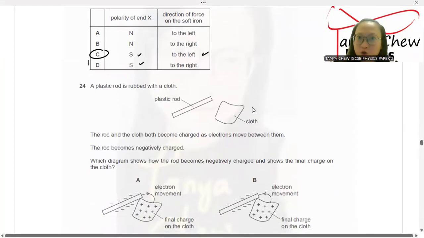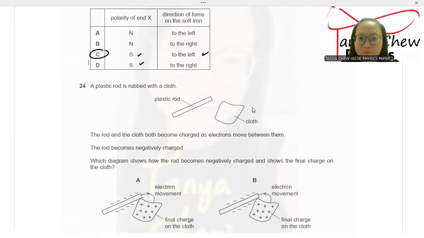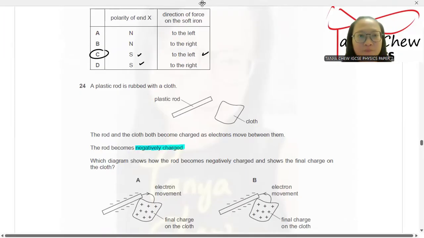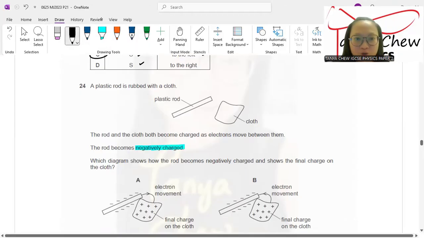Number 24, this is also a repeated past year question. A plastic rod is rubbed with a cloth. The rod and the cloth both become charged as electrons move between them. The rod, oh, this is a hint, straight away. The rod becomes negatively charged. Which diagram shows how the rod becomes negatively charged and shows the final charge on the cloth?